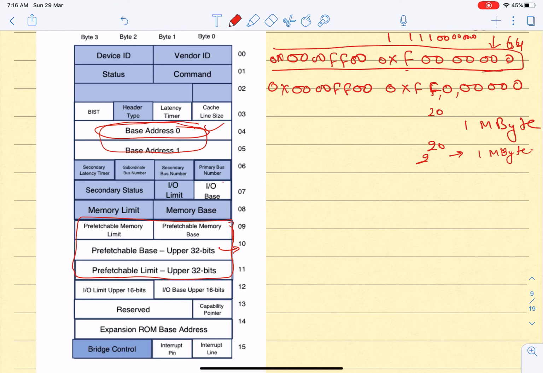And for bridge devices, we have IO base and IO limit. IO base, if it lies in 16-bit, only these two fields need to be configured. If it lies in 32-bit, then these two fields plus the upper 16 fields need to be configured. Memory base, this is for non-prefetchable memory base, which lies in 32-bit address space, and if it lies in 64-bit address space, then prefetchable memory base and memory limit need to be configured. And for upper 32-bit, we need to configure these memory spaces.